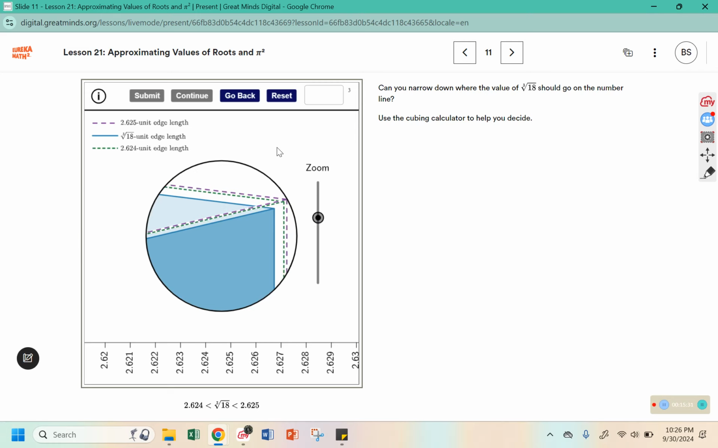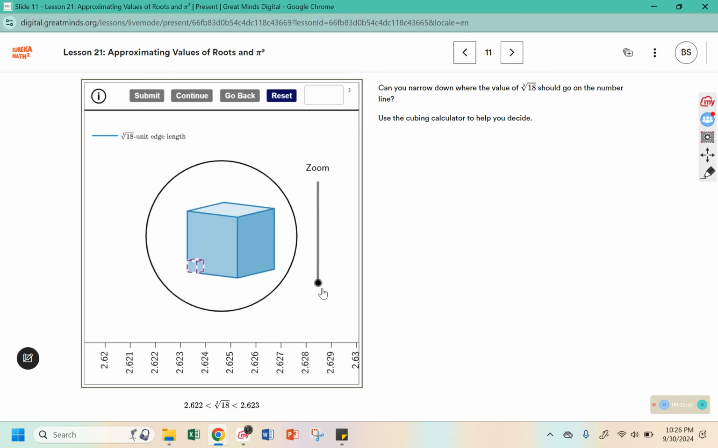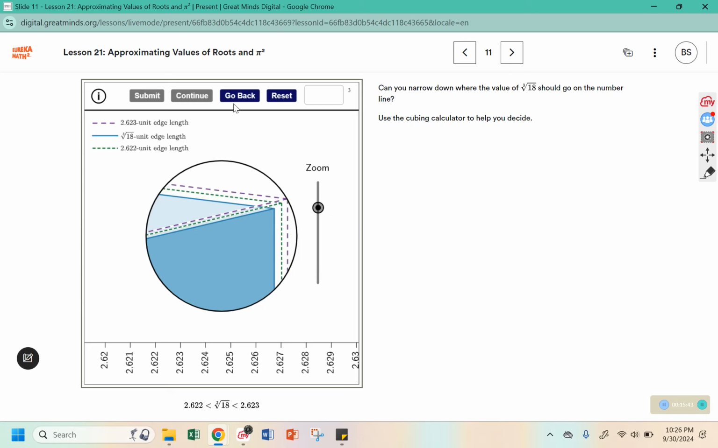Those are both too big, so we need to go back and adjust lower. Again, I have too big, so it needs to go lower. These are still too big, so it needs to be lower.